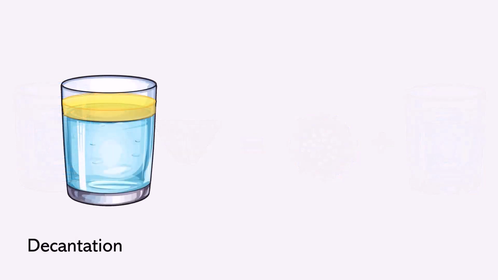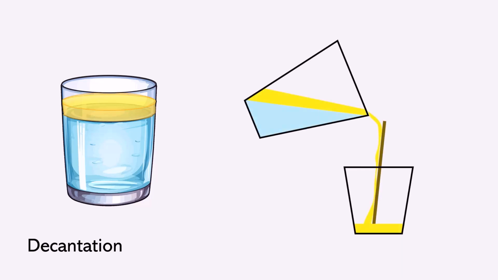Oil can be separated from water using decantation. Oil settles on top of water and can be poured out.